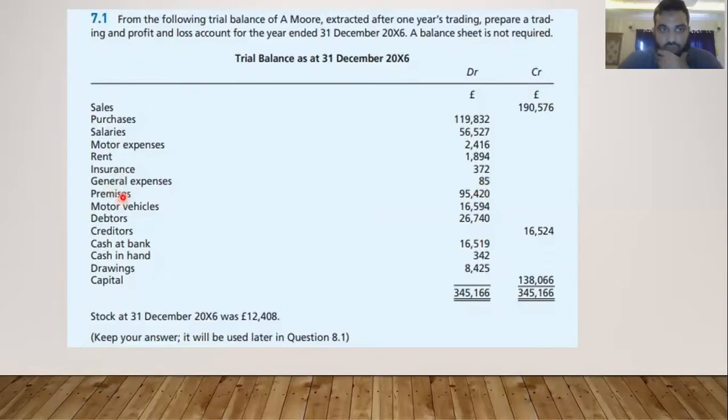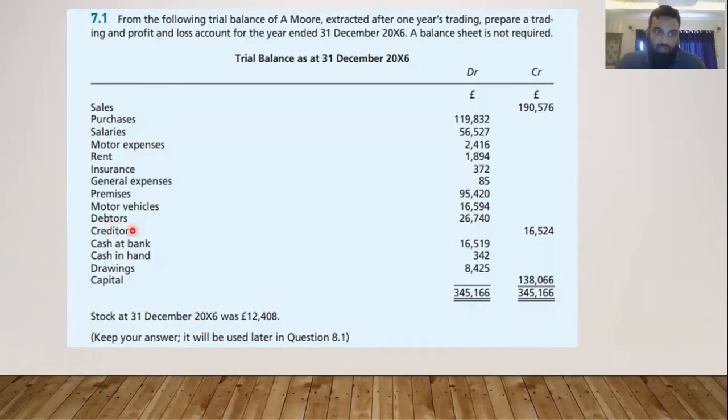Then I have premises. Similarly, when you talk about motor vehicles, these are known as capital expenses. We never record capital expenses in our income statement, but there is another report for these expenses, and we will discuss it in the next chapter. When we talk about debtors, they are neither incomes nor expenses. They are just people who owe us money.